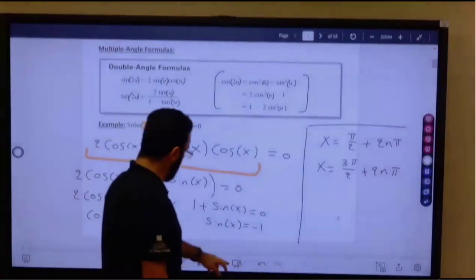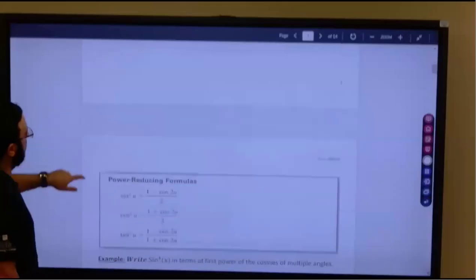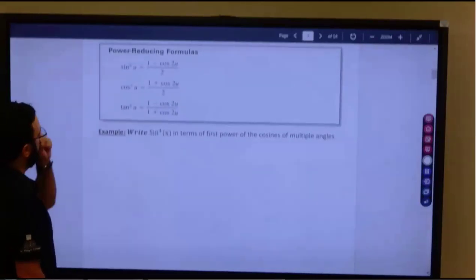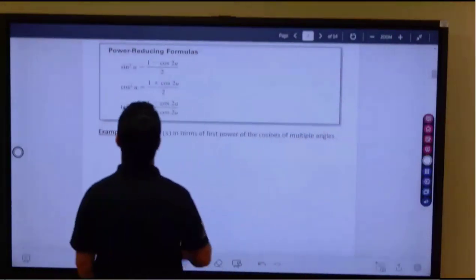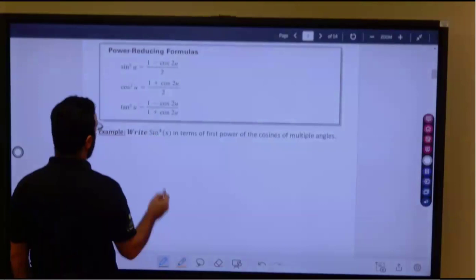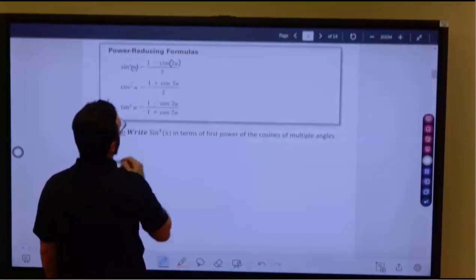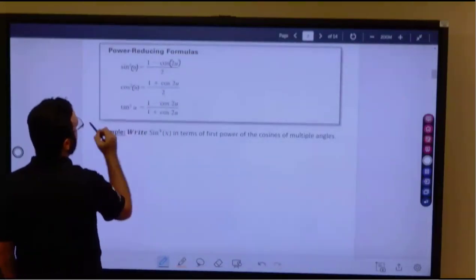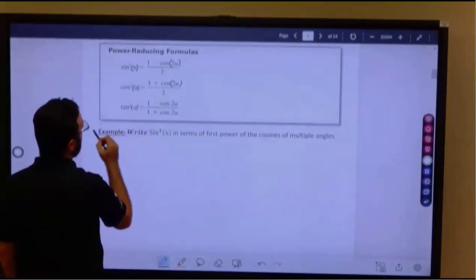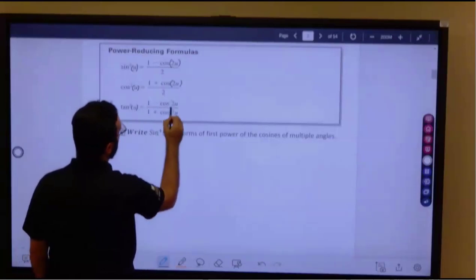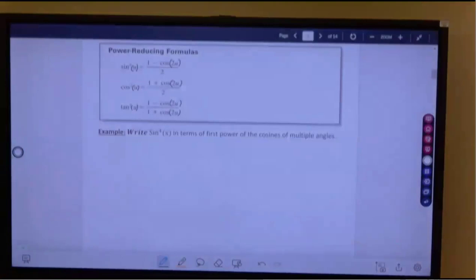Now we go to the second part of this section, which is the power reducing formulas. Again, we have three formulas for power reducing. The first one is sine squared u, which is 1 minus cosine 2u over 2. And cosine squared u is going to be 1 plus cosine 2u over 2. Tangent squared u is going to be 1 minus cosine 2u over 1 plus cosine 2u. So here are another three formulas.